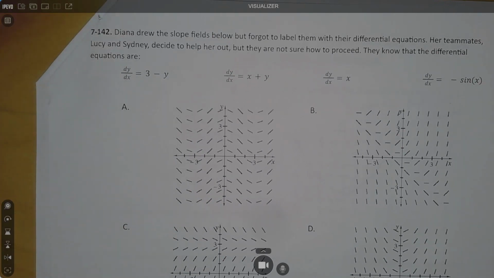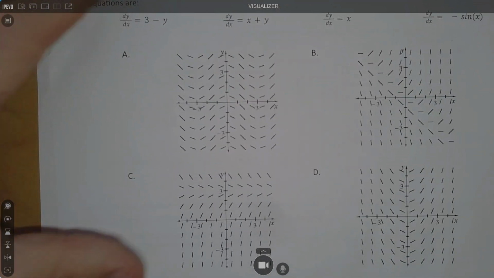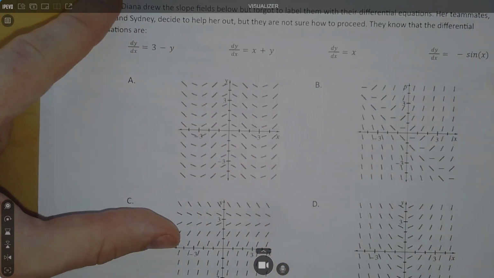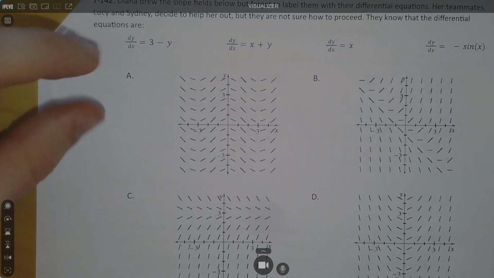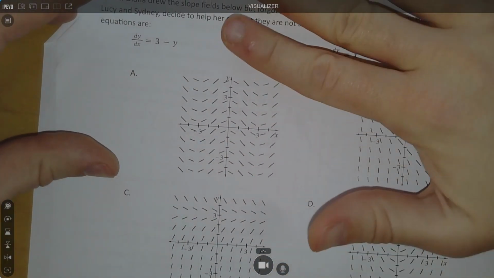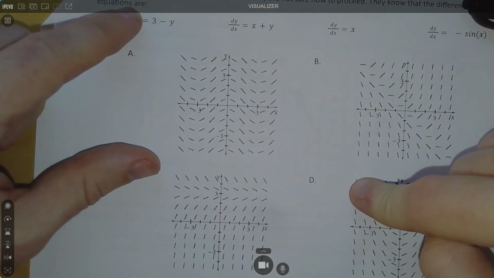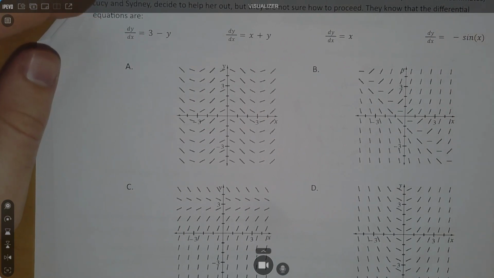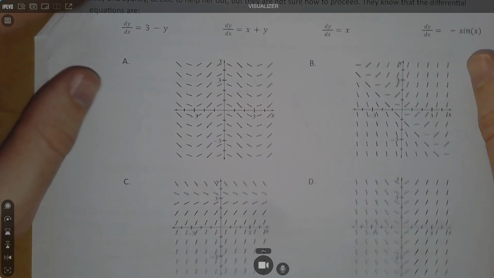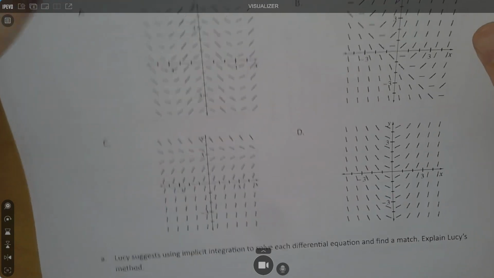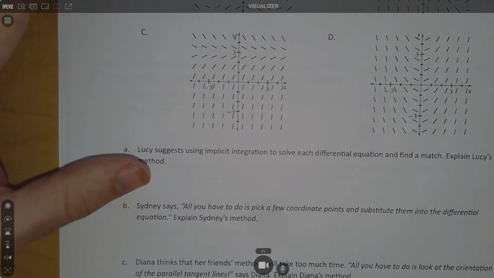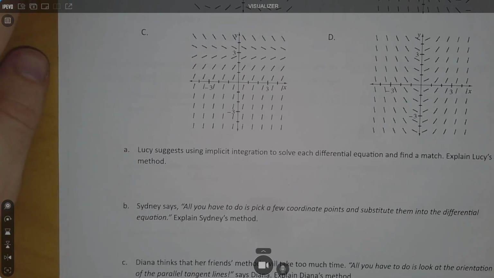Okay, so this is very common. This is like an AP style question, where AP style questions give you the slope field and ask which one of these matches it, or they'll give you one of these and tell you which slope field matches it. Like that's the AP questions that you get here, generally speaking. Okay, let's look at A. A says Lucy suggests using implicit integration to solve each differential equation and find a match. Explain Lucy's method.